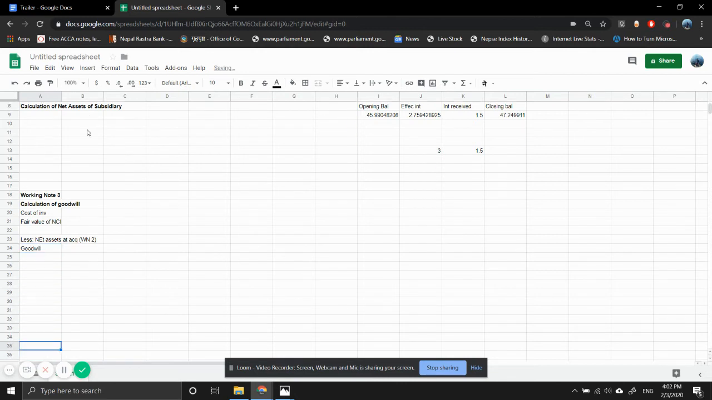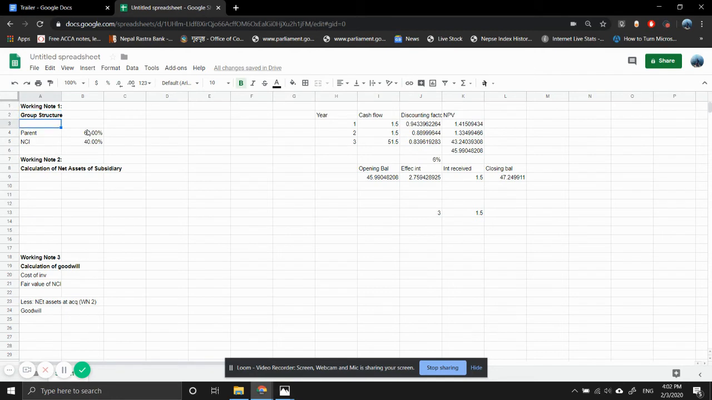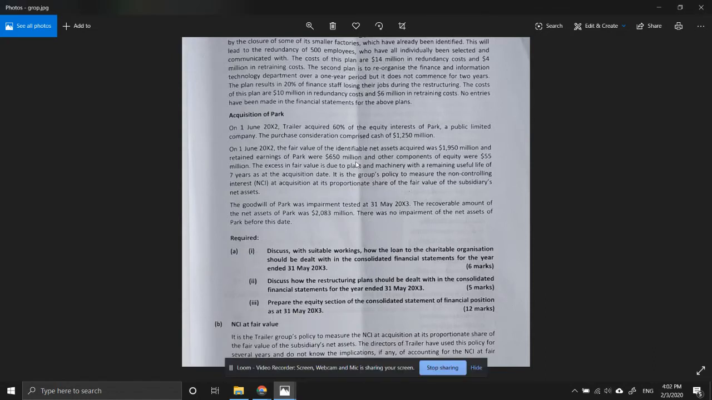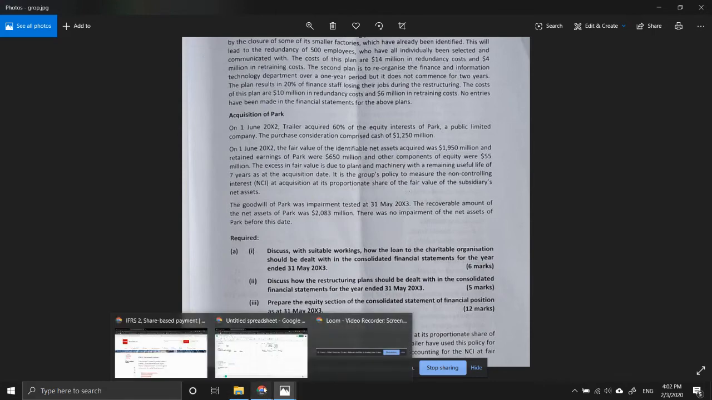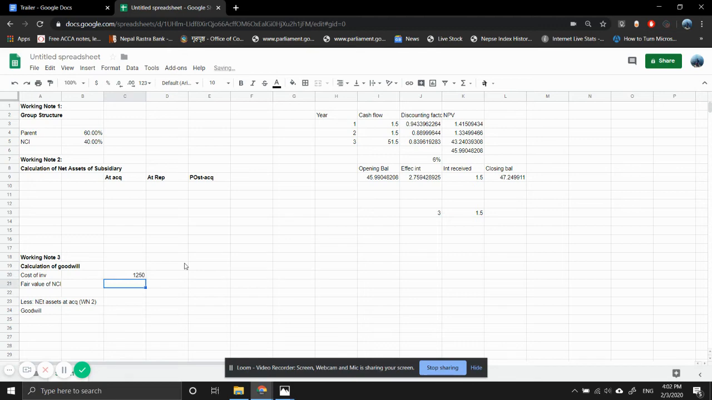Any impairment, anything like that, we will definitely keep it over there at ACQ, at reporting, post acquisition, right? So put in the figures. Net assets was 19350, right? Purchase consideration 1250. It was only cash 1250.